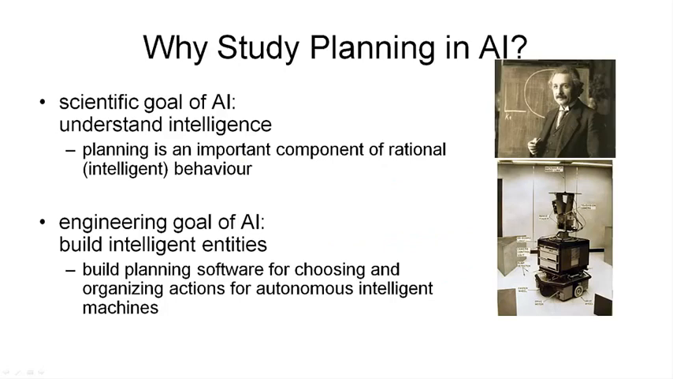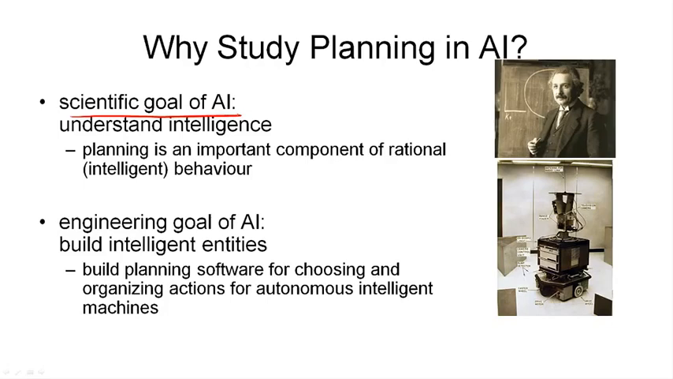Now that I've defined what we mean by planning, I want to explain to you why it is so important to study planning in artificial intelligence. The goal of artificial intelligence is really twofold. There's a scientific goal and an engineering goal. The scientific goal of AI is to understand intelligence. And the key observation here is that planning is an important aspect of intelligent behavior.